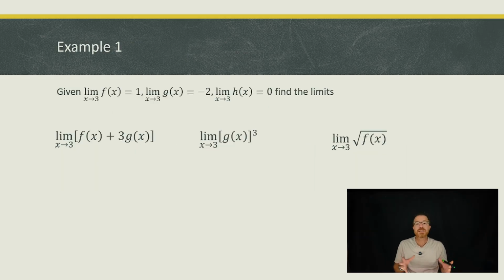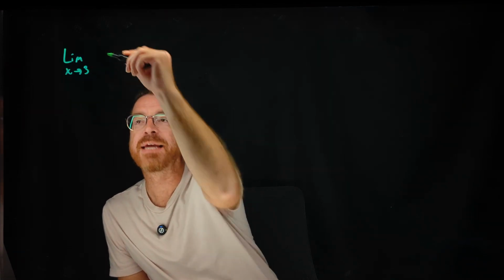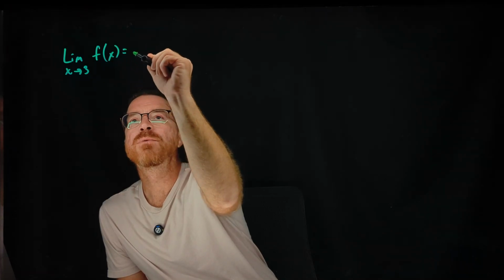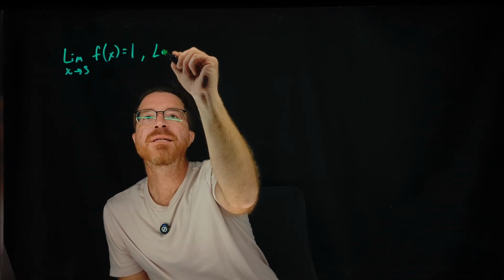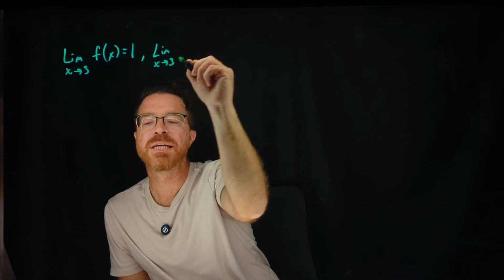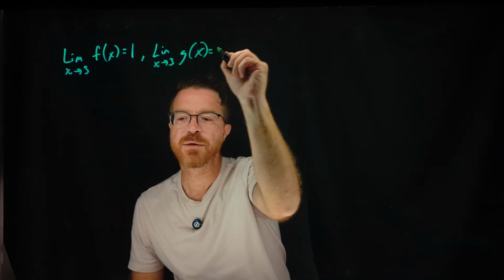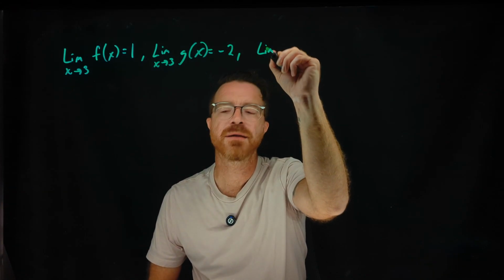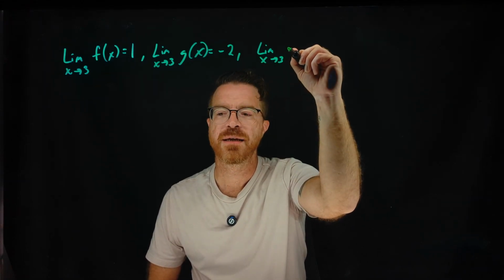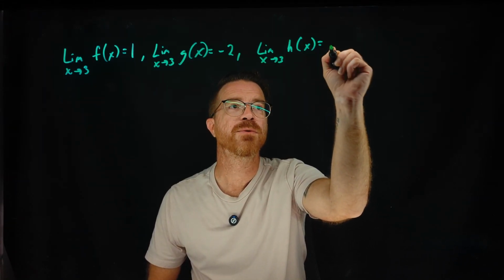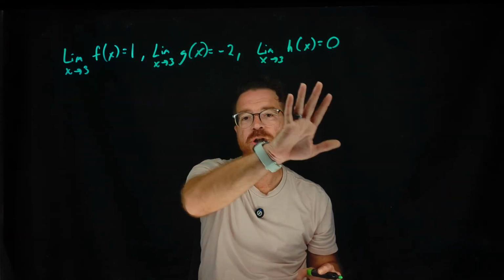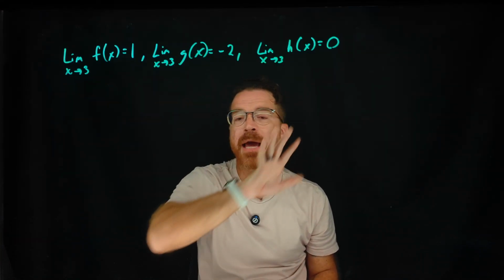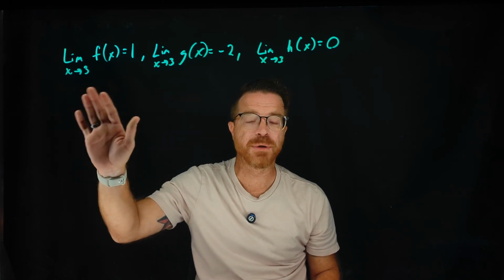So now that we have all these rules, let's do some examples to see how they hold up in different scenarios. Let's say we have the limit as x approaches 3, so this is our a in this case, of f of x is equal to 1, the limit as x approaches 3 of g of x is equal to -2, and the limit as x approaches 3 of h of x is equal to 0. So we have 3 different functions, and we're looking at what happens with each of them as we approach 3.